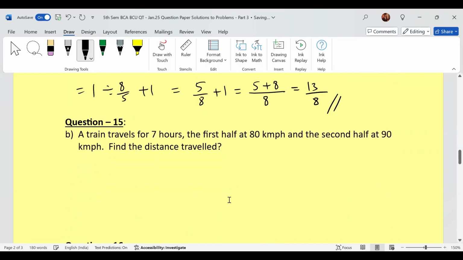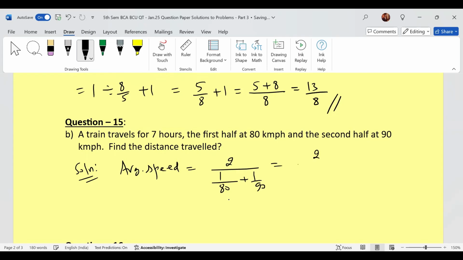Question 15, part B. A train travels for 7 hours. The first half at 80 km per hour and the second half at 90 km per hour. Find the distance traveled. First, we will find out the average speed. Average speed will be the harmonic mean of these two observations. So it is 2 divided by 1 by 80 plus 1 by 90, which is 2 divided by, we'll consider the common multiplier as 720.